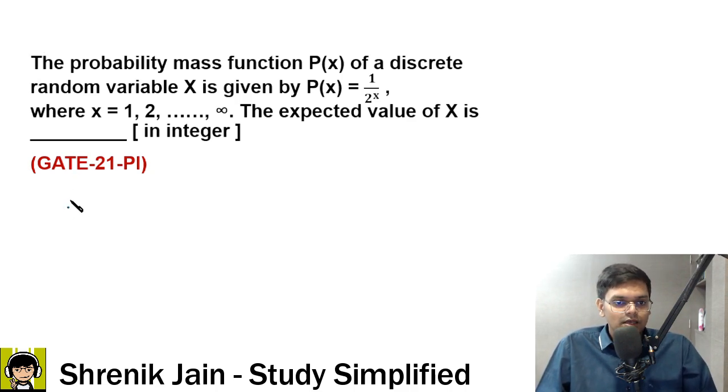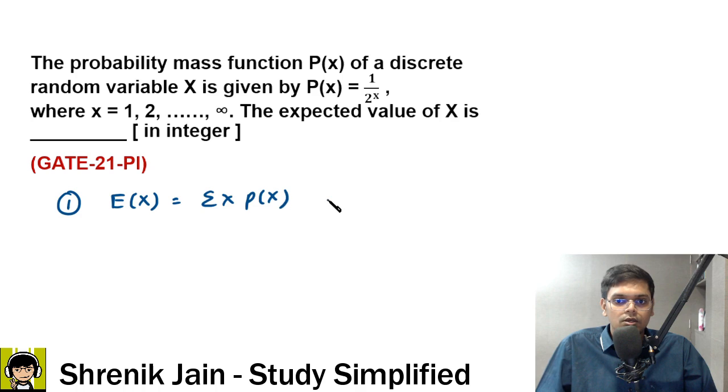Very good, Goswami ji. Now you gave the right answer, because you are saying, sir, E of x is equal to summation x p of x, since x is a discrete random variable.